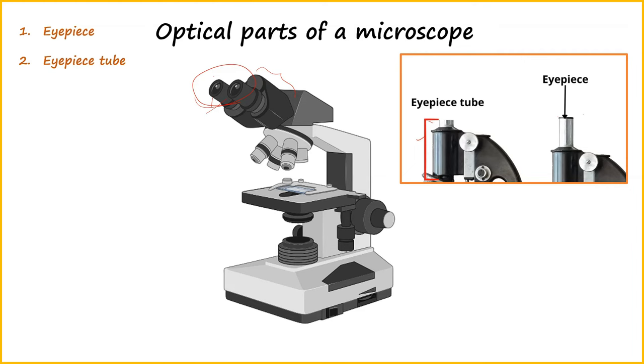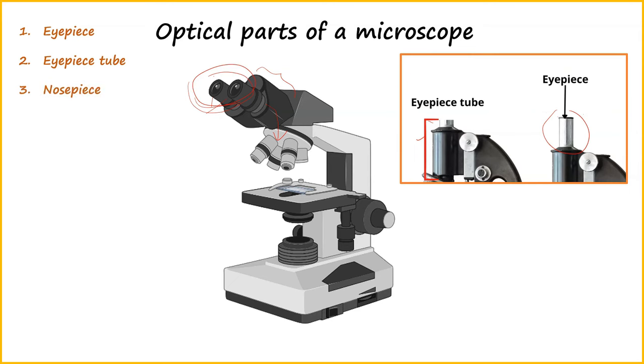In a monocular microscope, as you can see in this image, it contains one eyepiece, and the eyepiece tube is non-flexible. So the eyepiece tube in a binocular microscope is flexible, whereas in a monocular microscope, the eyepiece tube is not flexible. What is the function of this eyepiece tube? It connects the eyepiece and ocular lens to the objective lens. So it basically connects the ocular and eyepiece lenses with the objective lens.